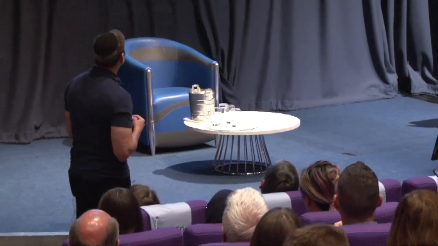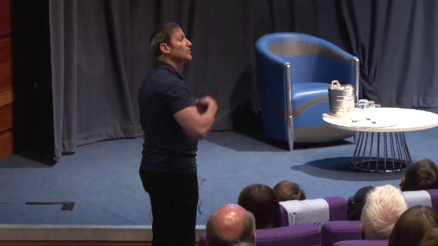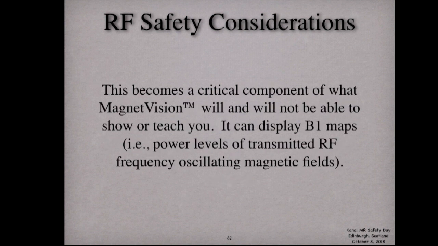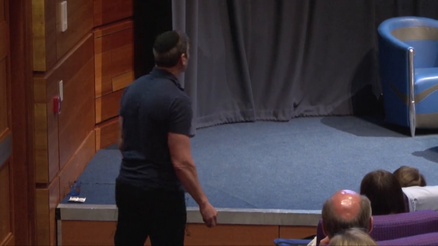And so B1 maps help you as long as you recognize they don't solve for you. They give you an idea of where the power is being transmitted, but not where the burn potential will be. I'm going to show you MagnetVision in the app in a moment. It's important that you recognize that it will show you the B1 magnetic fields. It'll show you what you are irradiating. It makes no pretenses of trying to show you where an induced voltage will be and where induced currents might flow.